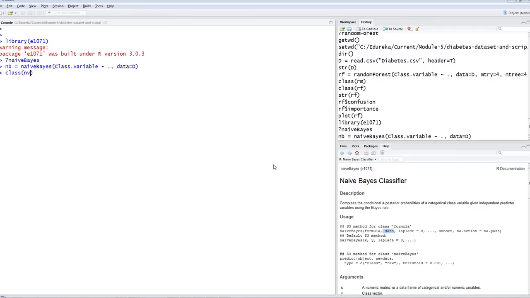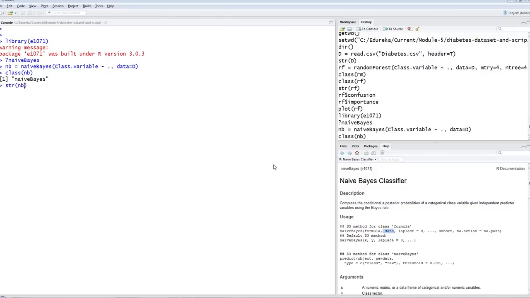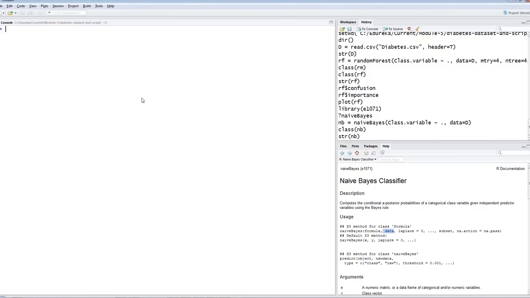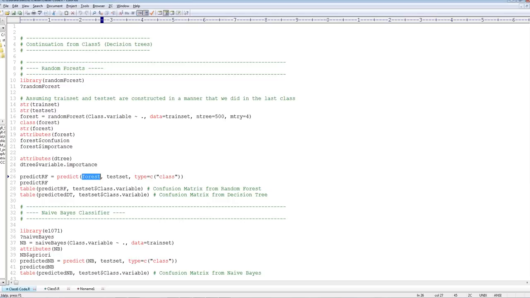I have my naive Bayes classifier, and I can look at the structure of the classifier as well. It tells you what the prior probabilities are, the list of tables that it uses, and the final labels, which are yes and no. These are basically individual histograms within each of the attributes, but you don't really need all this. You simply use that model in calling predict. You can call predict with your naive Bayes model and your test set. Since we haven't divided into train and test, I am using the same D as my test set, and then type is equal to class, which we have seen already.